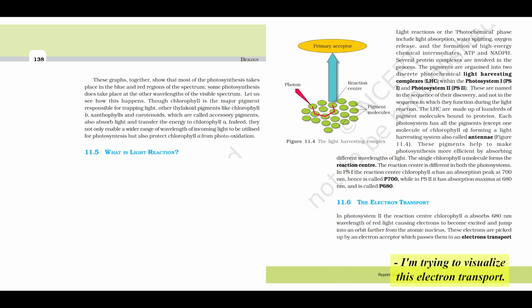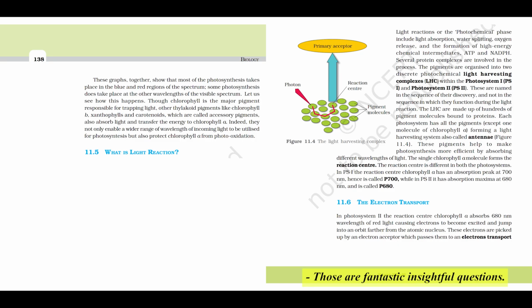I'm trying to visualize this electron transport. It's quite a dynamic process, lots of moving parts. But if electrons are constantly leaving PSI and moving down that chain, how does PSI keep functioning? It must need to get electrons from somewhere, right? It can't just keep losing them. And where precisely does the oxygen we breathe, the byproduct of photosynthesis, actually come from in all of this?